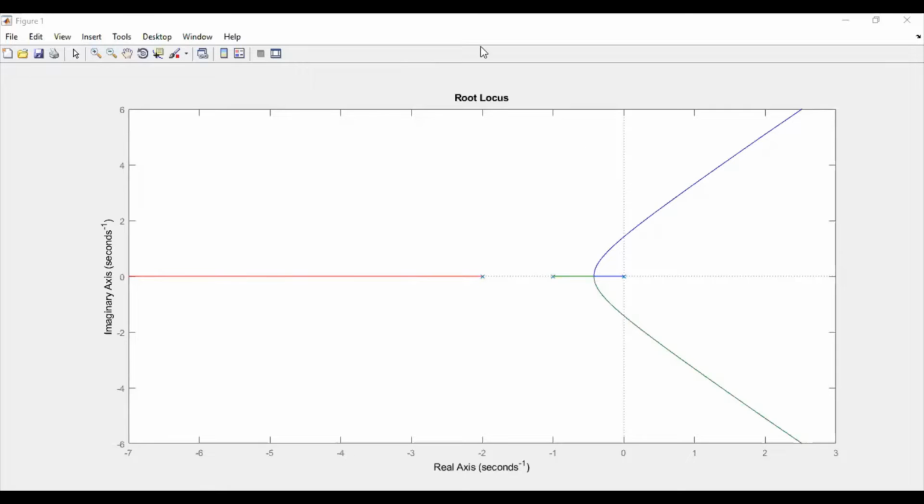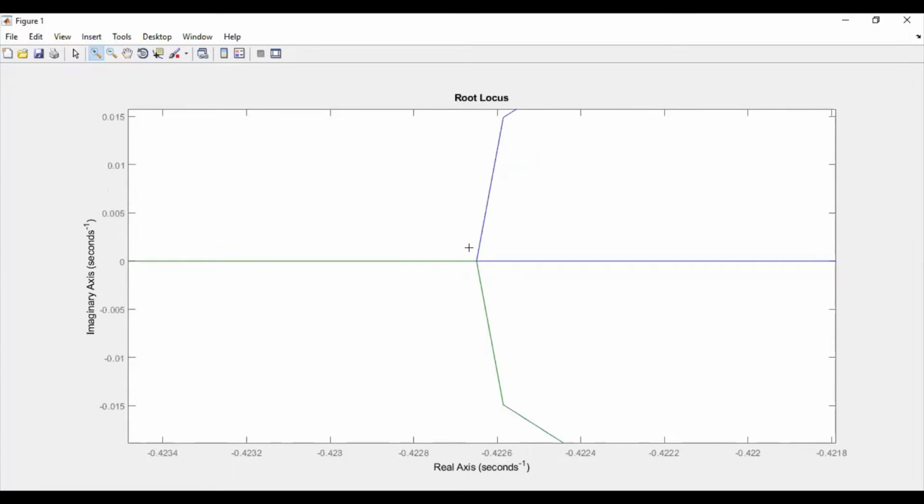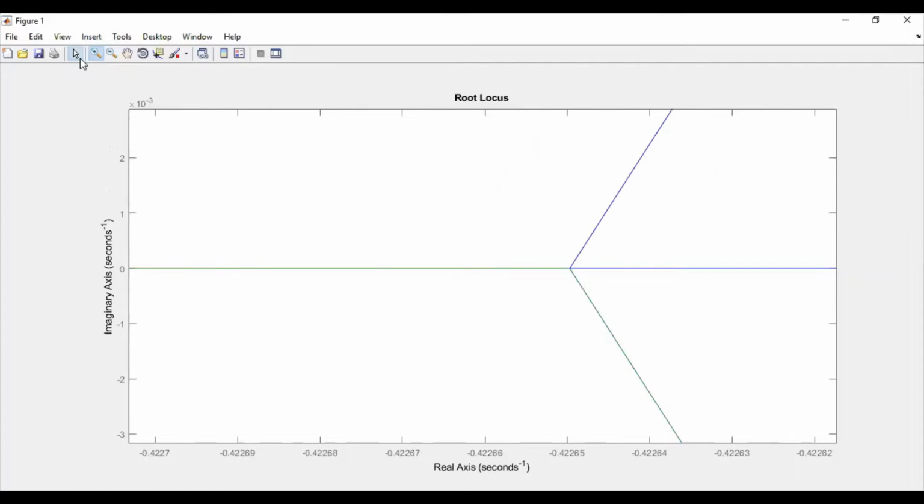Sir, can you show that point where the blue and the green line are almost meeting? Yes, I will just zoom it. This is actually the breakaway. Sir, you were telling that they won't cut each other, so they're not meeting at that point. They're not meeting.